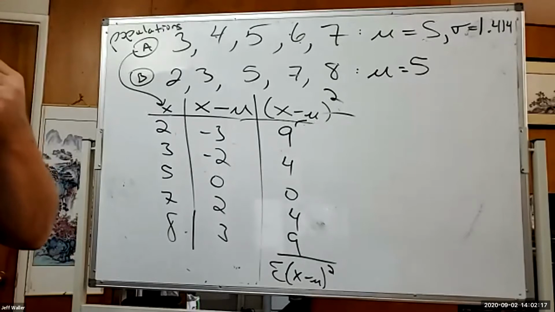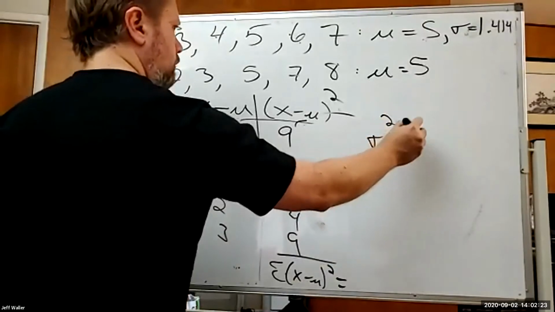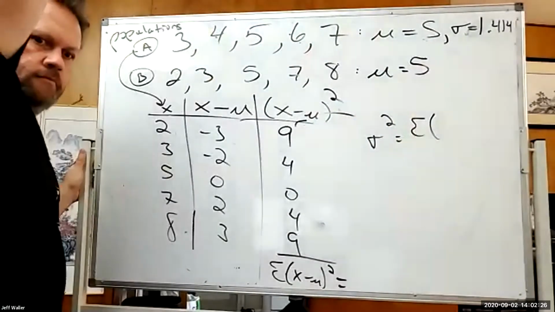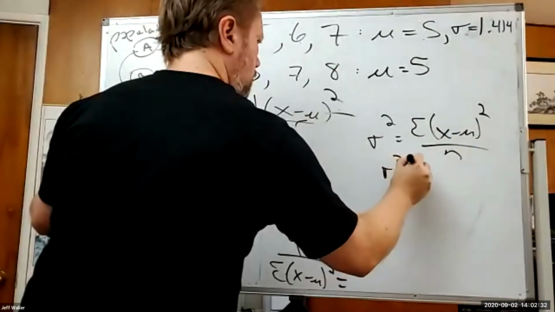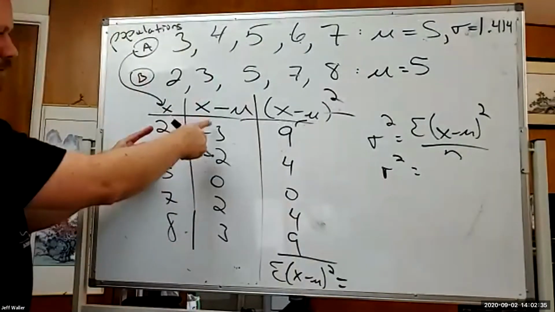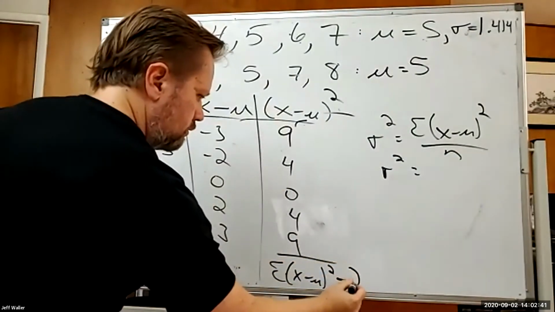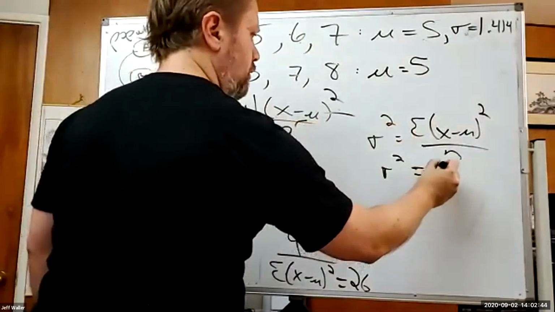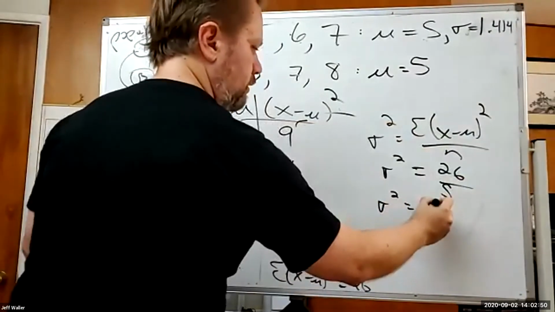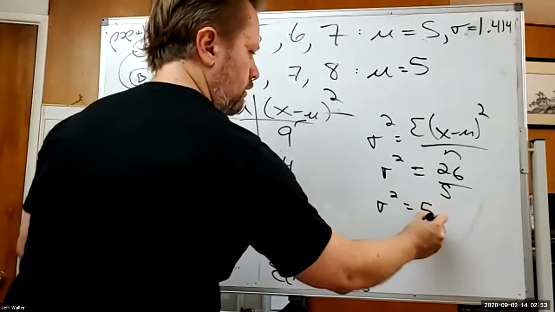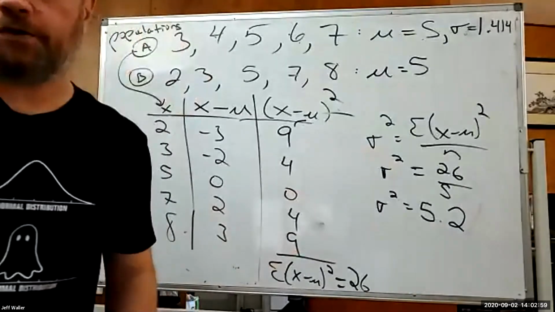All right, let me stop for a minute. Is that cool, right? So I subtract 5, I square everything. Now if I add these up, I get 26. Replace the top with 26. N is still 5. So that'll be 5.2.